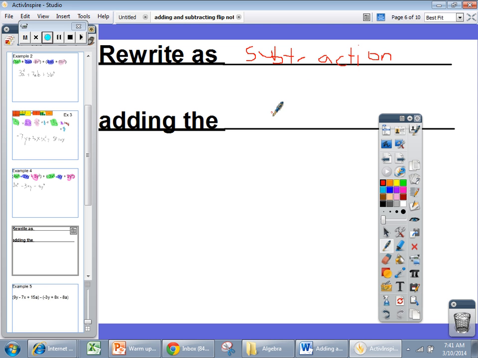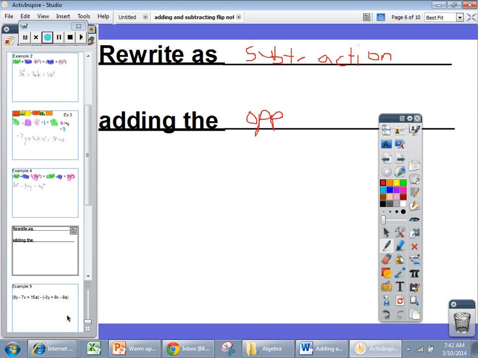Alright, rewrite your subtraction as adding the opposite. I'm just going to put "op" because it's going to take me too long to write that out. So rewrite subtraction as adding your opposite. In essence, what we're going to do with these is change all of our signs. If you're subtracting a negative, it's going to turn to adding a positive. If you are subtracting a positive, it's going to turn to adding a negative. And that sounds more confusing than it actually is.